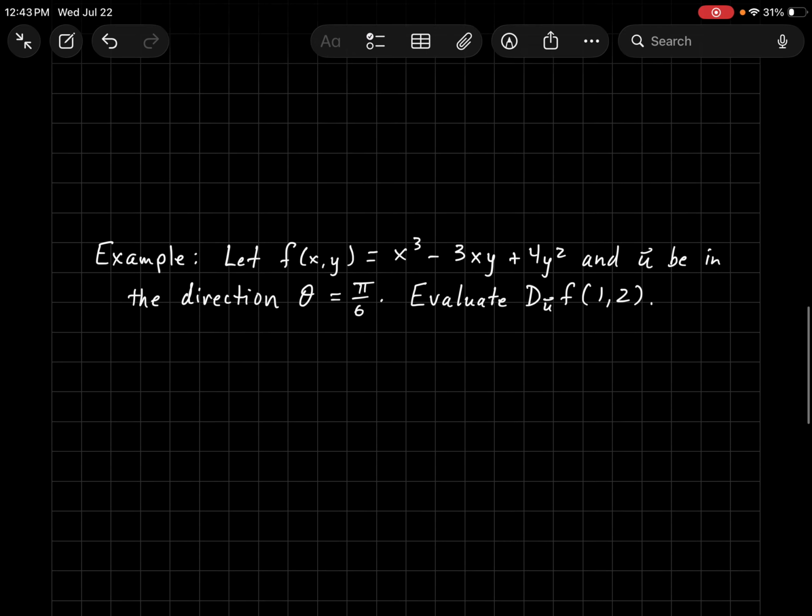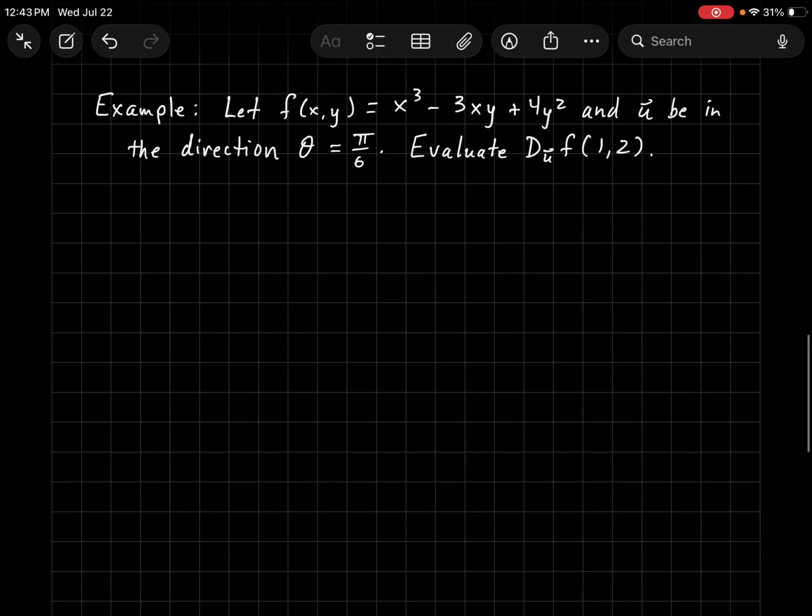Let's take a look at an example. Suppose that f of x y equals x cubed minus 3xy plus 4y squared. And u will be the unit vector in the direction theta equals pi over 6. Let's evaluate the directional derivative of f at the point 1, 2 in the direction of u. So let's start by finding our partials.